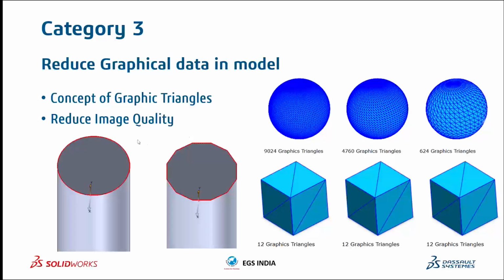So reducing the image quality by one level is going to reduce the amount of graphic triangles, in this case for the sphere, from 9,000 to 600. So this significant change does not cause any loss in data or anything, but just in the representation on your system. So if we see here on the left side, both the cylinders, the definition of the cylinder is going to be the same and the geometry is going to be the same. But how it is represented on your screen is going to be different over here. And this is about the graphic triangle over here.